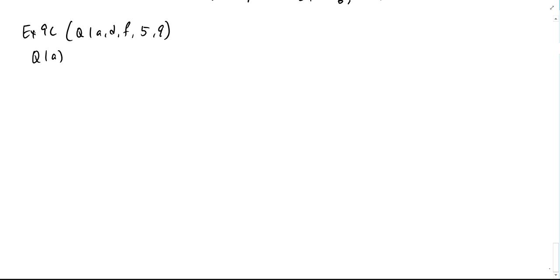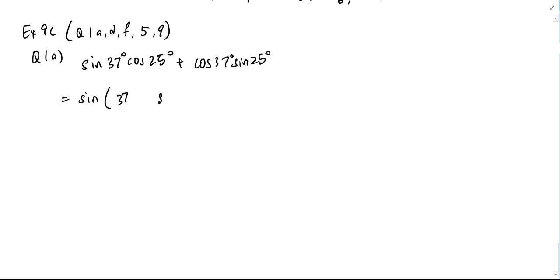Starting with question 1a, sine 37 degrees cosine 25 degrees plus cosine 37 degrees sine 25 degrees. Now this looks really familiar, sine A cosine B plus cosine A sine B. This is combined to be sine of 37 degrees plus, because this is a plus over here, 25 degrees. So we get sine of 72 degrees, 62.